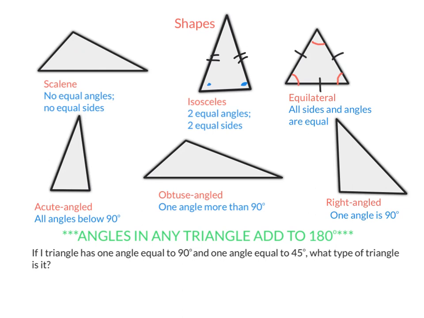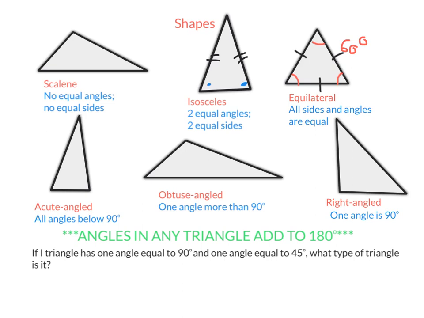So if a triangle has no equal sides, it will have no equal angles. Similarly, if a triangle has 2 equal sides, it will have 2 equal angles. And if it has all equal sides, then all its angles must be equal. Now, because the angles in any triangle add to 180 degrees, if all 3 angles are equal, then they must all equal 60 degrees. So equilateral triangles always have 3 60-degree angles. That's all for the side names of a triangle.